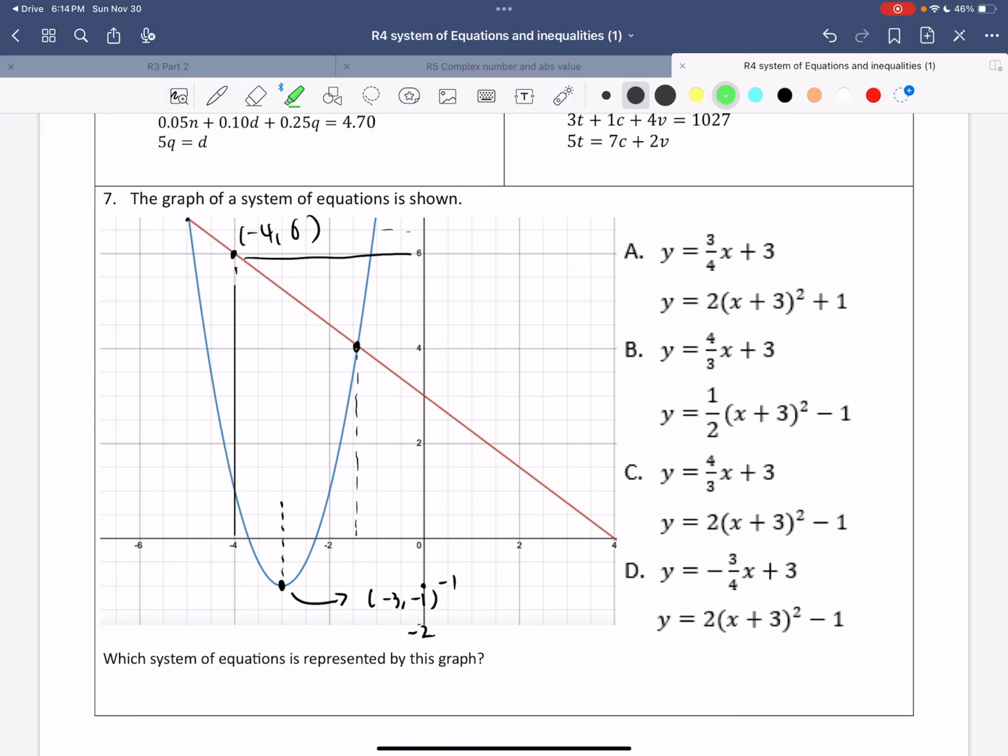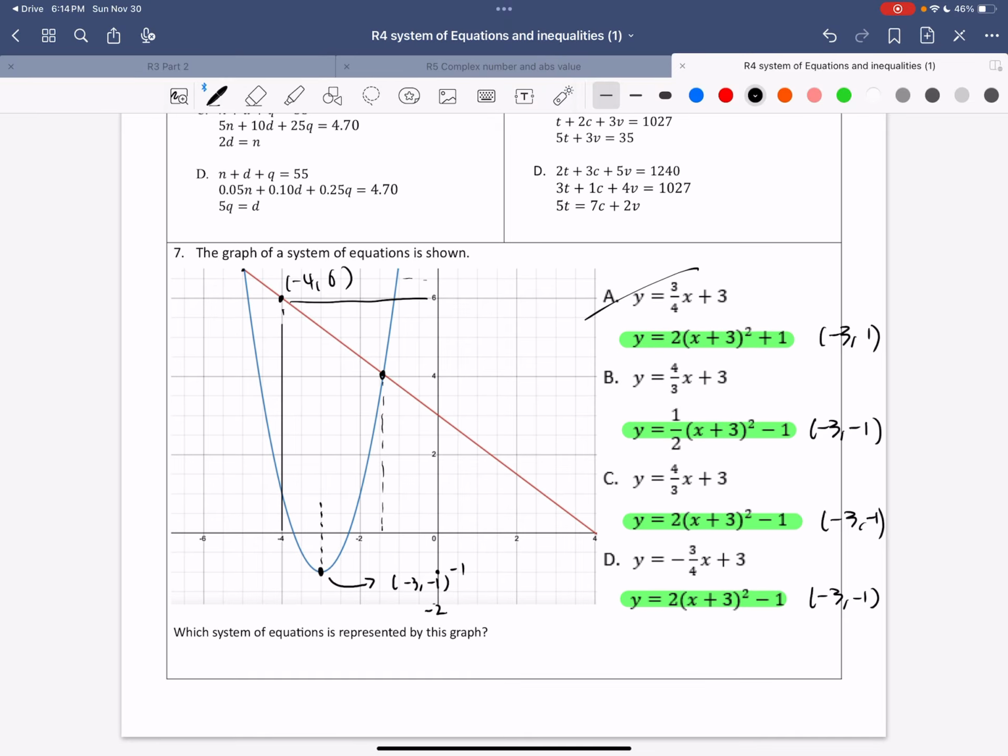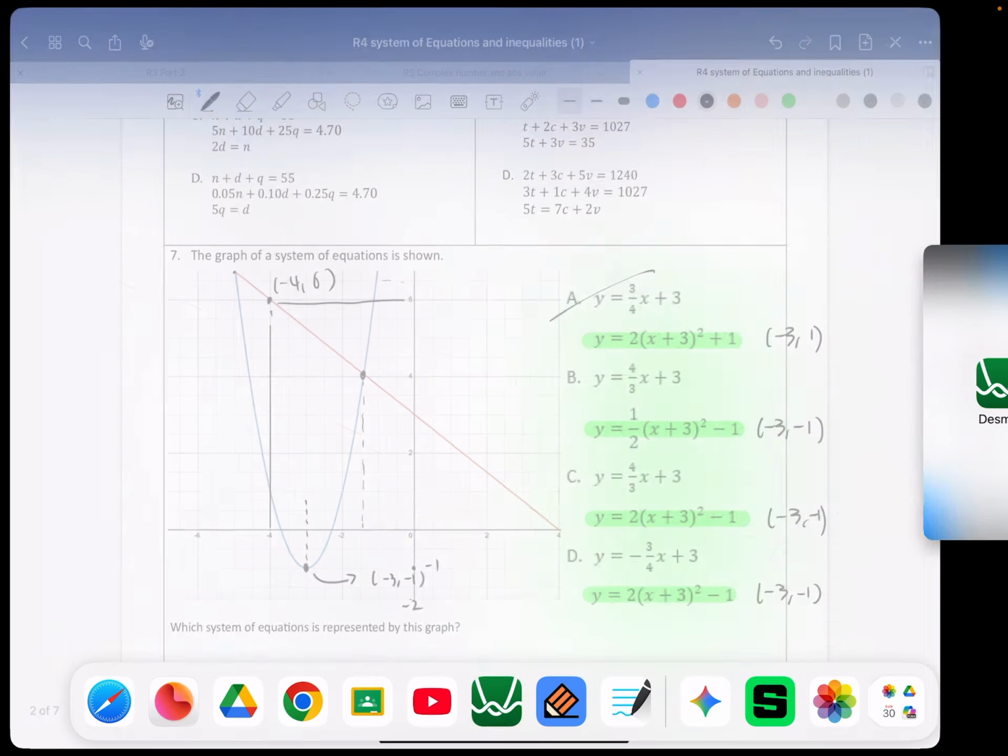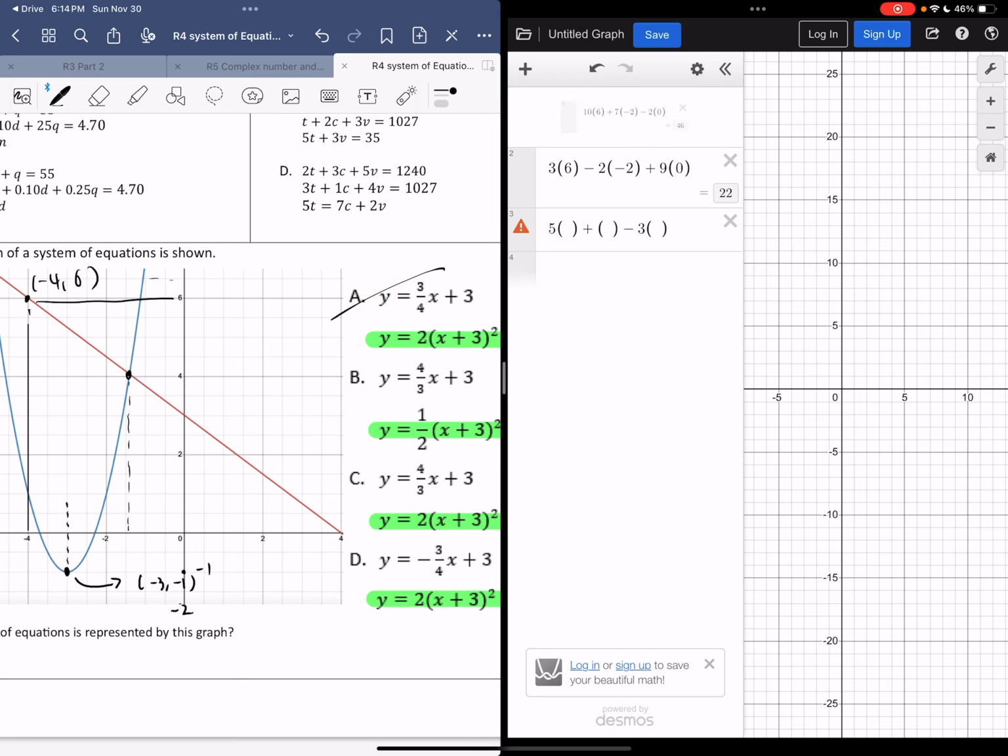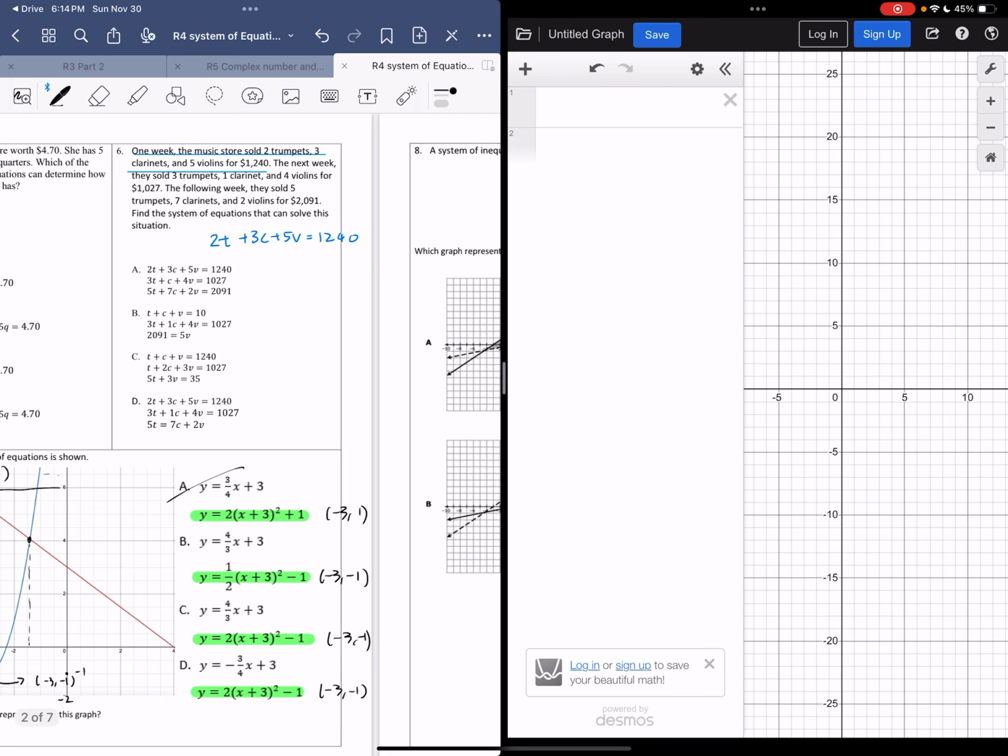All right, see, I'm gonna look at the quadratic first because I don't want to graph every single one of these. So I want to narrow it down. So -3, -1. Okay, this one is a -3, 1. This one is -3, -1. This is -3, -1. Oh my goodness. So I can cross out A. All right, so let's see which one is gonna be the answer. I'm pretty sure this one is gonna be the last question that we'll go over in this video.